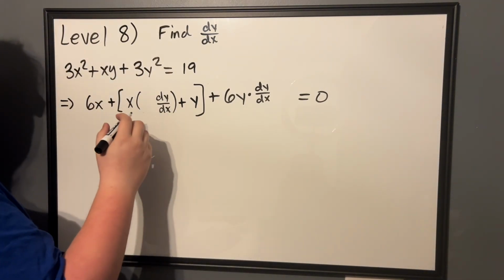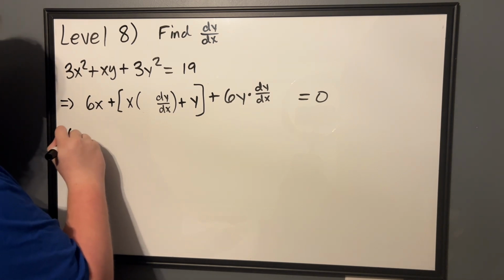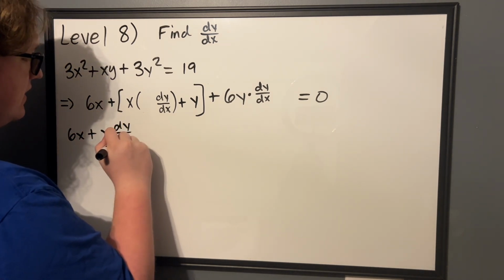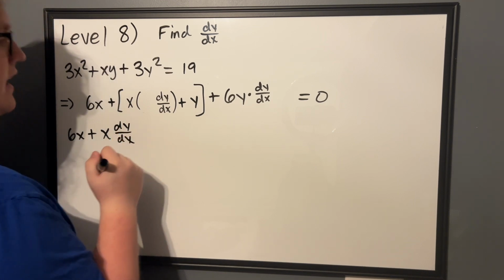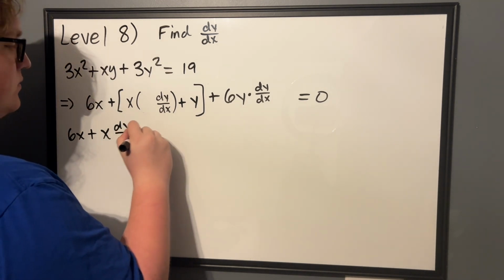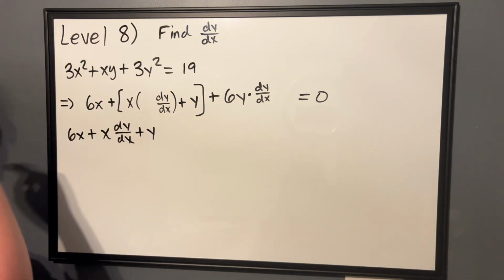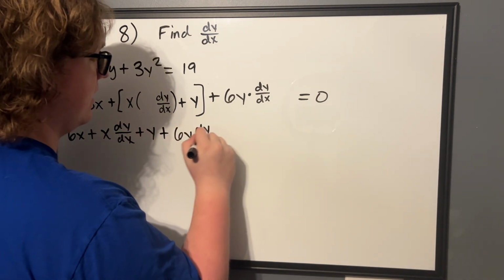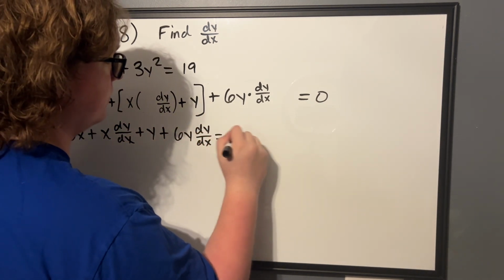So we're going to have 6x plus x dy/dx plus y, right, because we're just adding 1 there, and then plus 6y dy/dx is equal to 0.